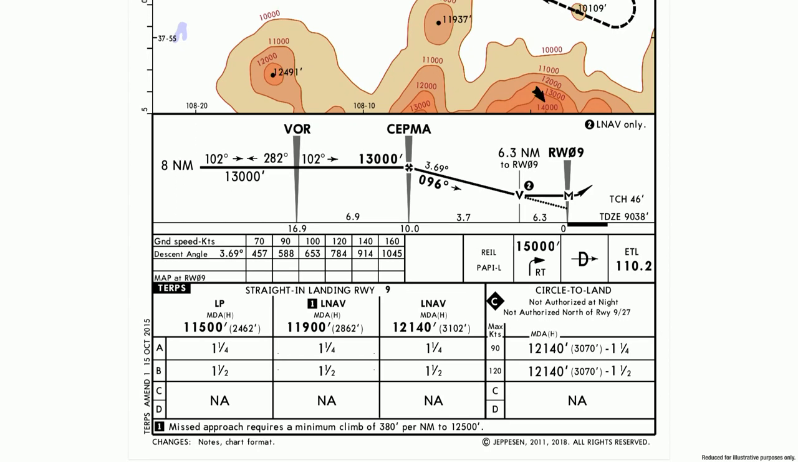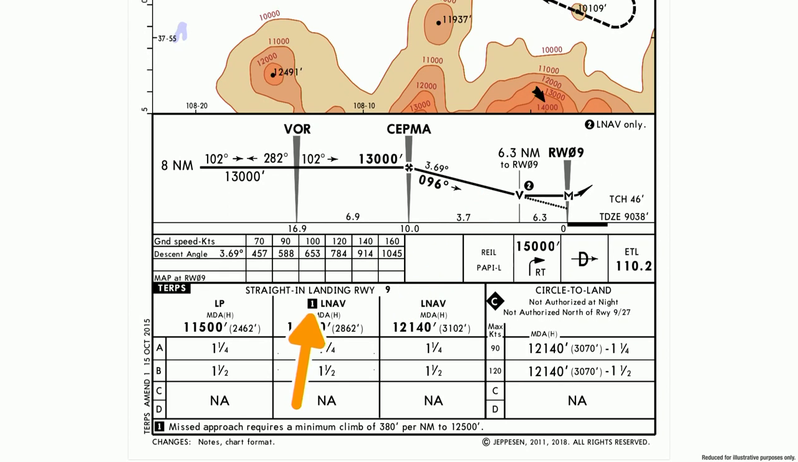So one of the first things you'll notice is this procedure has three different landing minima. It's got a localizer performance lateral only minima at 11,500 feet decision or MDA, minimum descent altitude. It has an LNAV MDA with a note at 11,900, and then it has a second LNAV MDA at 12,140.